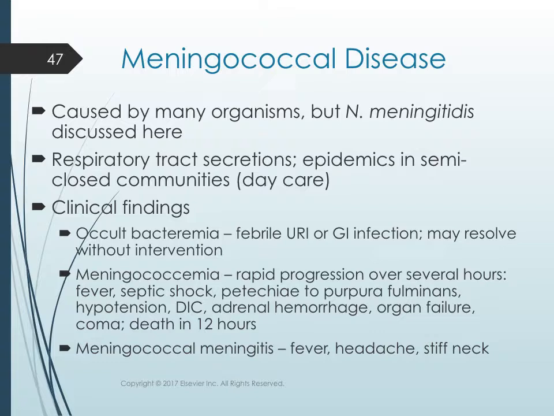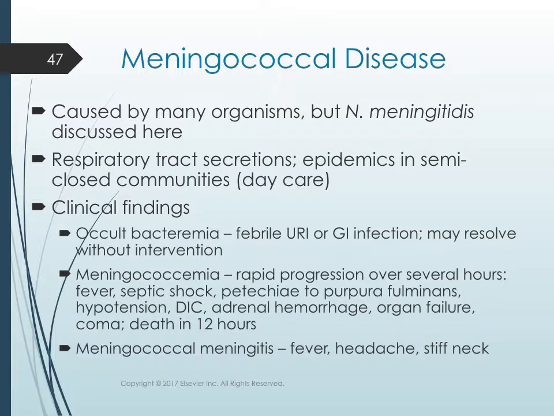Clinical findings for occult bacteremia can be a febrile URI, a GI infection. But with meningococcemia, there is a rapid progression over just hours, from fever to septic shock to petechiae to purpura fulminans, hypotension, DIC, and death can occur within hours. And early signs of meningococcal meningitis include fever, headache, and stiff neck, and also fever, headache, and vomiting.